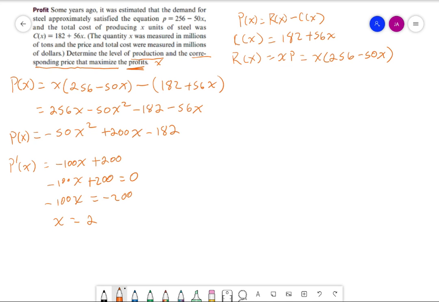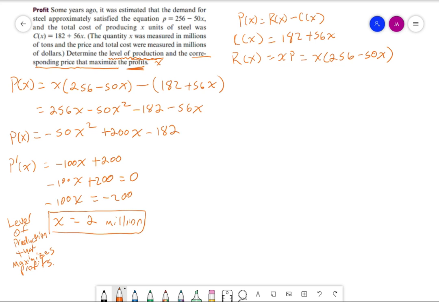And so I claim that our critical value is x equals 2. Now, of course, we should be taking the second derivative and confirming that this is a maximum, but in our situation it works out. And so that is the first part. What is the level of production that will maximize profits? And that's going to be 2, and remember that our units are million. So this is the level of production.